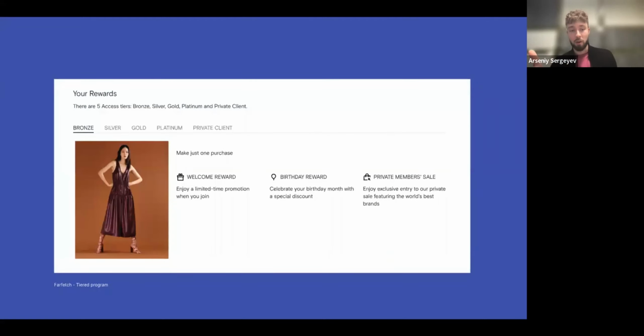An example for a tiered program could be from Farfetch. They have different tiers for their loyalty program called Access. You enter each tier with a bigger amount of money that you spend. And you have different levels of rewards on each tier. So this is tailored to your spending.